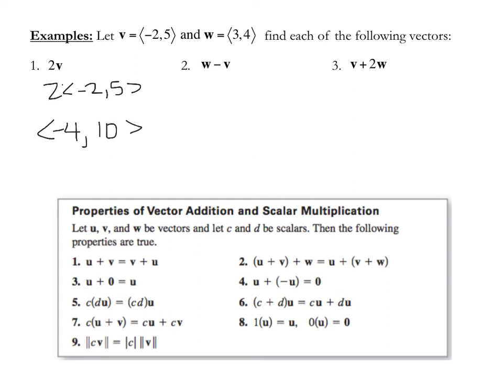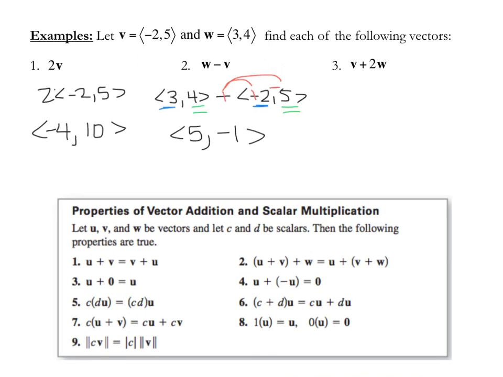And then for part 2, we're supposed to subtract them. So it's w first, minus v next. And for subtraction, my reminder here is that you should distribute that negative. So I'm going to go ahead and distribute that through to both pieces. And then it's just about combining the like components. The horizontal components, the first parts, get combined together, and we get 5. And then the vertical components get combined together, and we get -1.